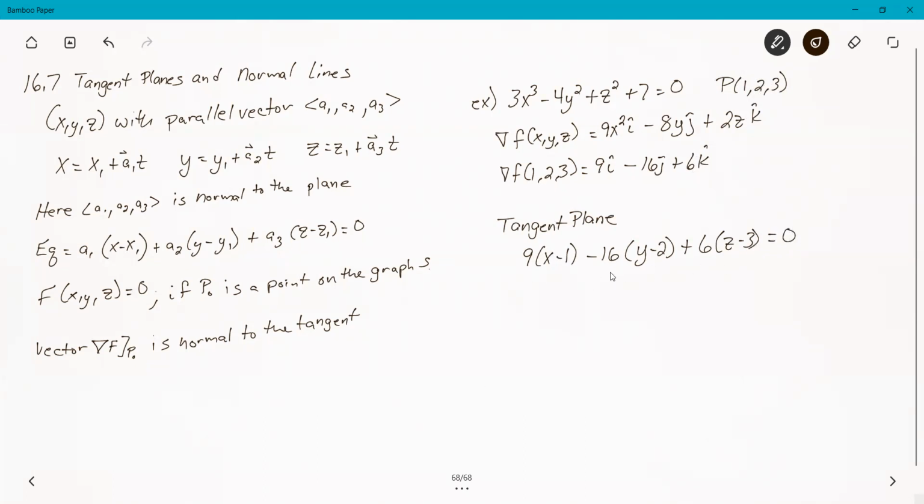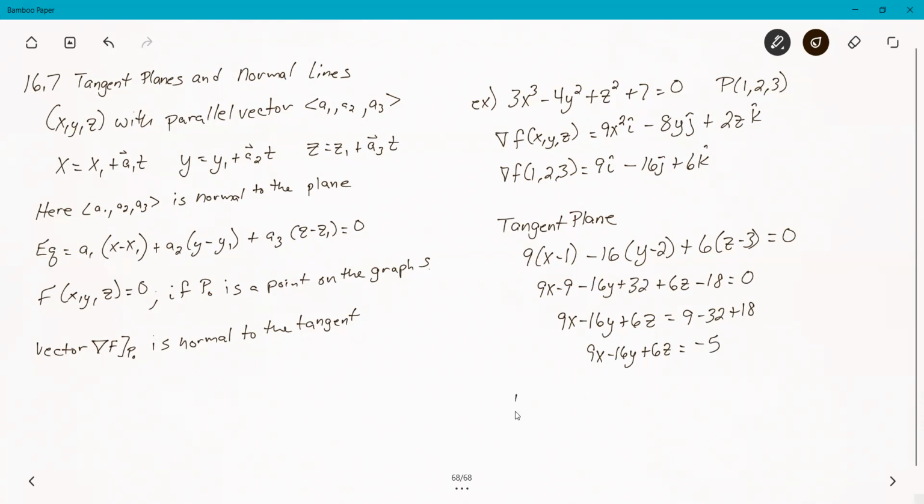Okay, so let's go ahead and do the math on this. This gives me 9x minus 9 minus 16y plus, negative 16 times negative 2 is positive 32. 6 times z is 6z. 6 times negative 3 is negative 18, equal to 0. Let's move all my constants over. So I have 9x minus 16y plus 6z equals 9 minus 32 plus 18 when I move over my constants. So that's 9x minus 16y plus 6z is equal to negative 5.